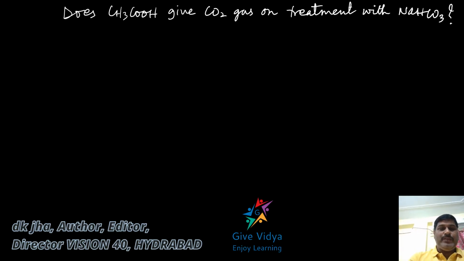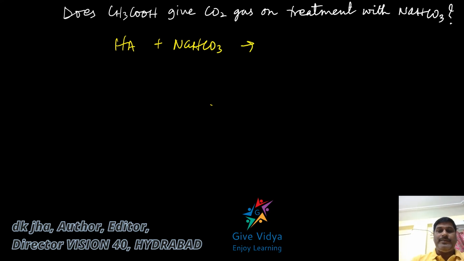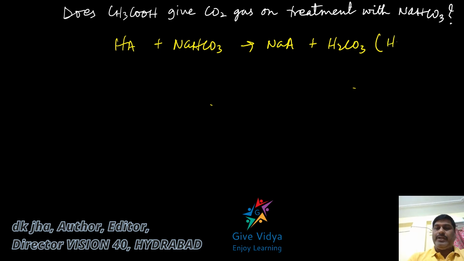For that, let's write one very simple reaction here. HA, that is a general acid, reacts with NaHCO3, and that gives NaA plus H2CO3, which basically gets decomposed into H2O and CO2. This is the way CO2 gas is produced.